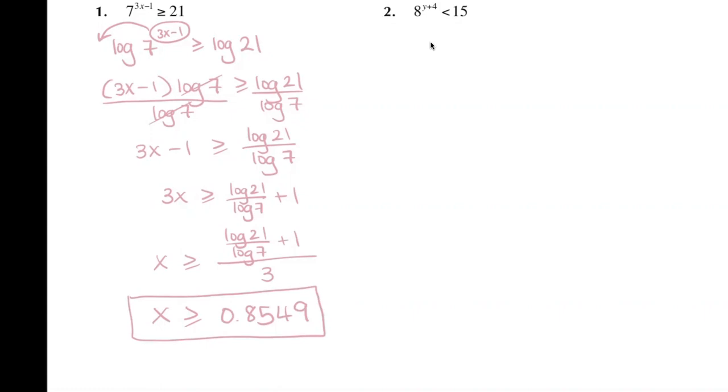Okay, number 2 is actually really similar, so I'm going to have you guys try it. Try number 2 on your own. I'm going to give you guys a few minutes. Give me the entire inequality though for the answer. Don't just give me the number. Like for number 1, give me x is greater than or equal to 0.8549, but for number 2. Okay, try it. Go for it.